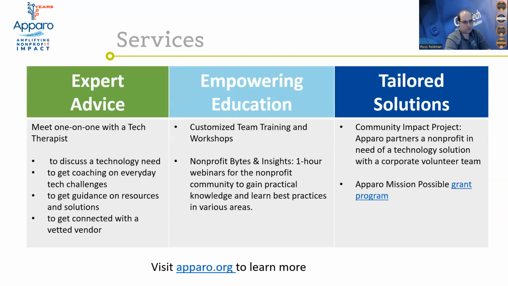Our services are broken up into 3 categories. We have advice, education, and solutions. If you're a new nonprofit, you will go through our advice section first. This is where you'll meet one-on-one with a tech therapist, and they'll talk to you about your challenges and your needs, and make sure you get connected with the right service. That might look like one-on-one coaching. It might be getting connected with a vetted vendor. It might be a team training, or it might be connecting with a team to make sure you're getting a solution that is right for you and your nonprofit.